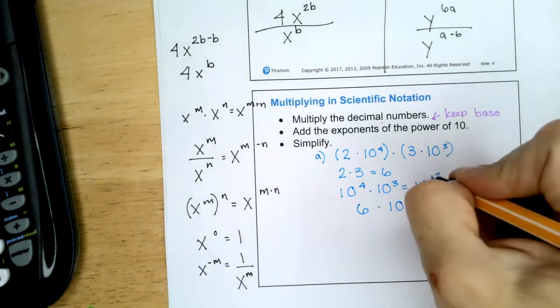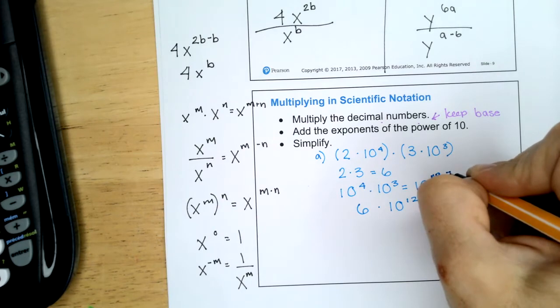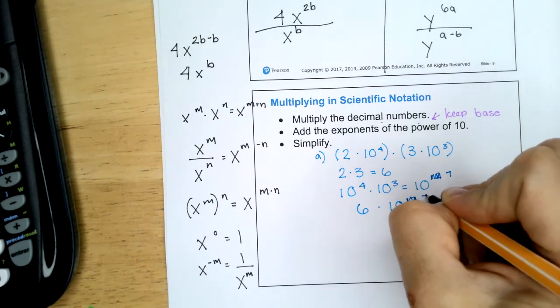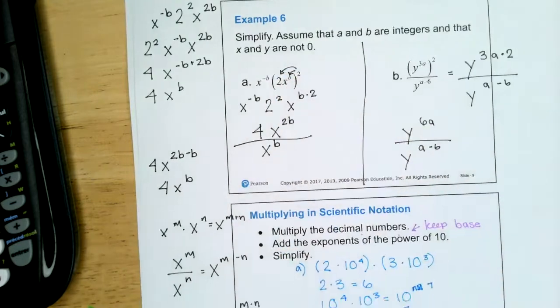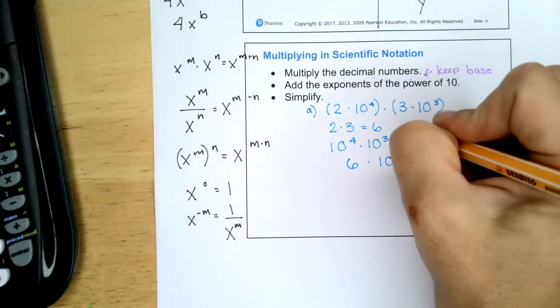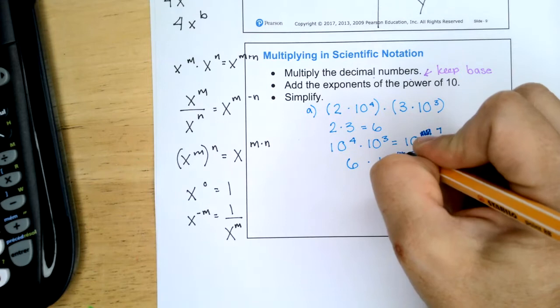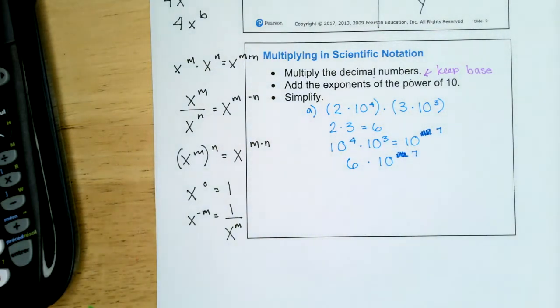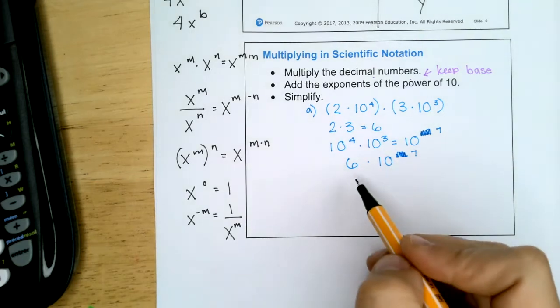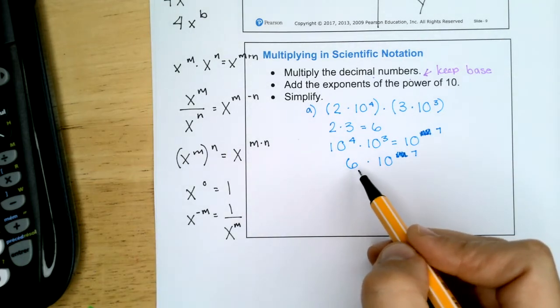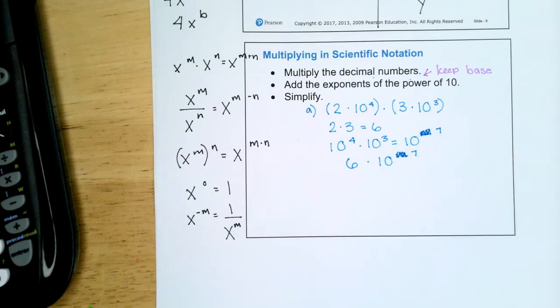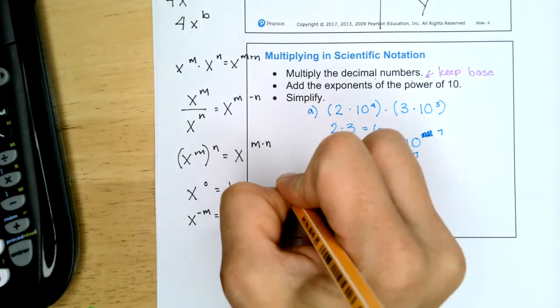Oh, sorry, we add them. 7. Do not multiply those. I've been doing a little too much of distributing that. That would be very, very wrong. Good? All right, add your exponents. Make sure you simplify because, remember with scientific notation, you can only have 1 digit to the left of the decimal. All right, that might come up. Let's make up another one.